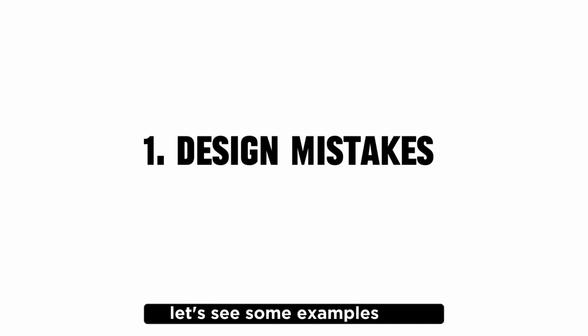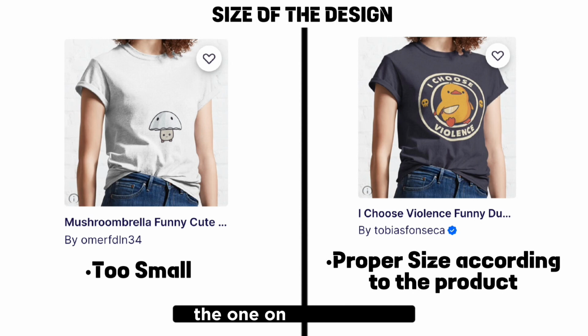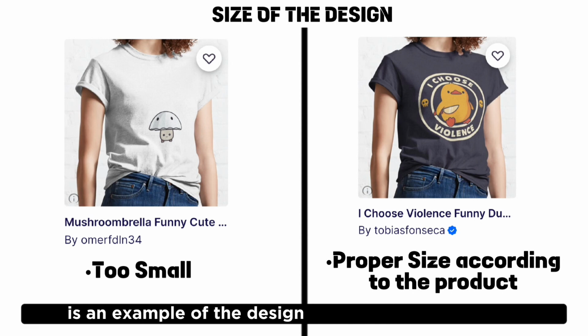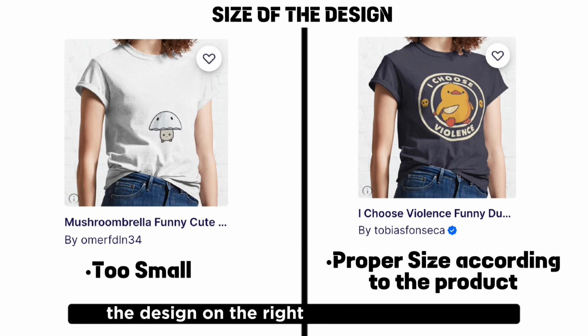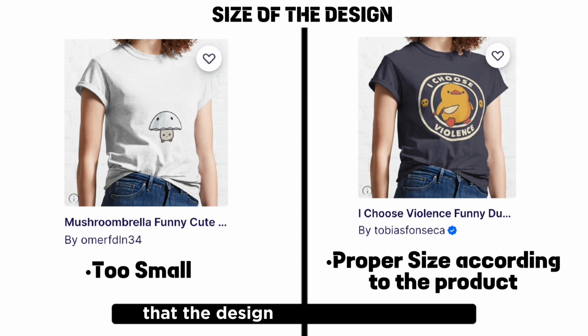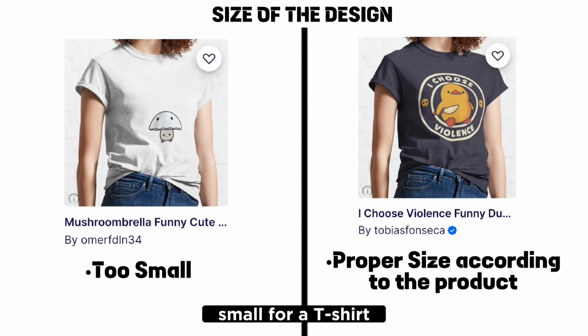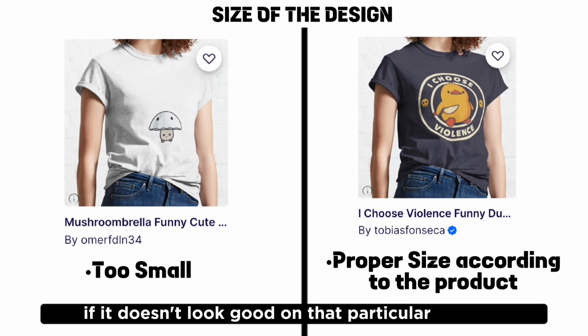Let's see some examples first. So here we have 2 designs as examples. The one on the left side is an example of the design that is not proper in size. On the other hand, the design on the right side has proper size according to the product. As you can see, the design on the left is pretty small for a t-shirt, and its position is also not good. Customers will not buy the design if it doesn't look good on that particular product.